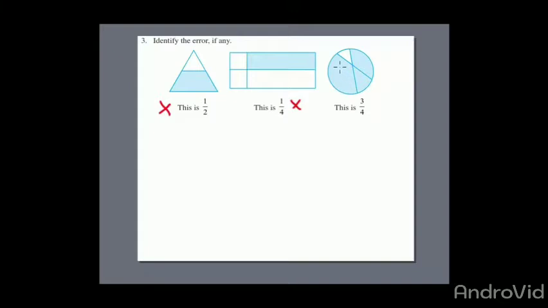Third, we have 4 parts. This part is the largest one, this is the smallest one, and the other 2 are also different. So these are not equal fractions of a whole. Therefore, this is also wrong, as it is not the same as stated.